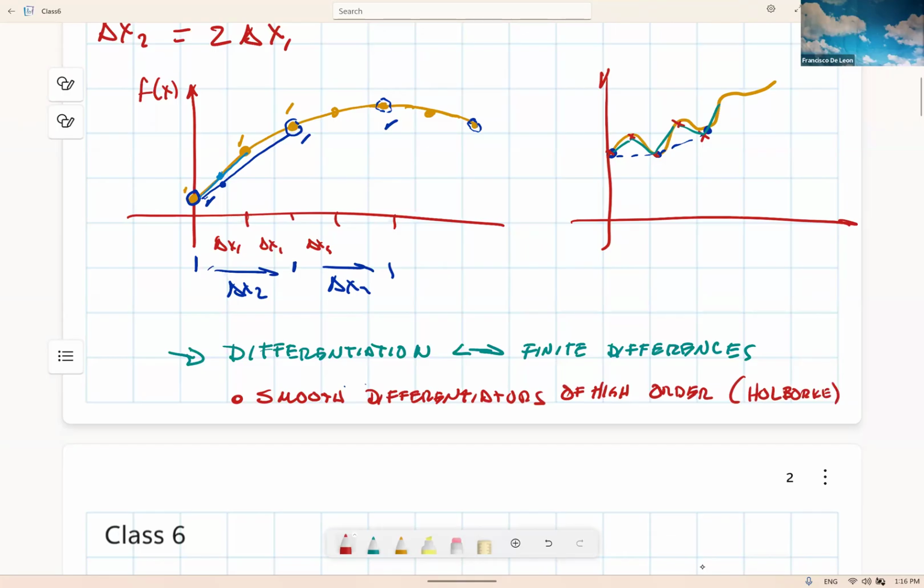Can you click in the internet, small differentiations, just to write the correct name here? Hol something. Small differentiations of okay. HOL. BO.